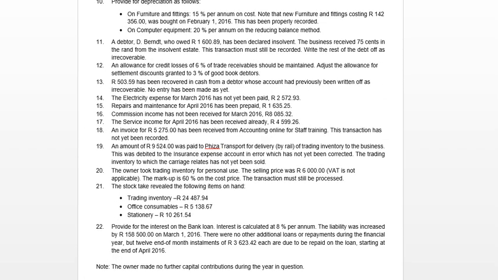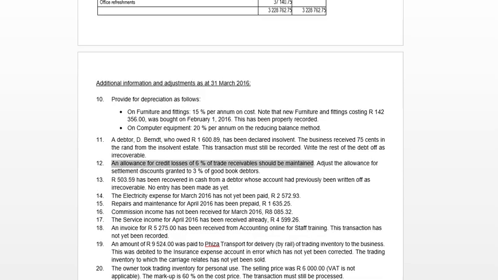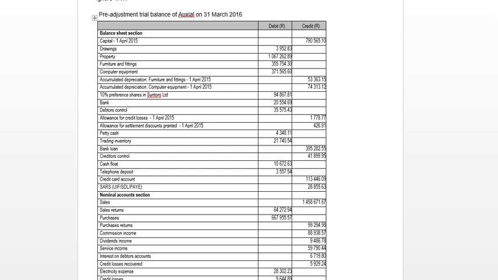Okay, so next what we have is an allowance for credit losses of 6% of trade receivables that should be maintained. So what do we have? Our allowance for credit losses at the beginning of the year was 1,778 Rand and 77 cents. What we want to do is look at our trade debtors, which is our debtors control of 35,575 and 43 cents.